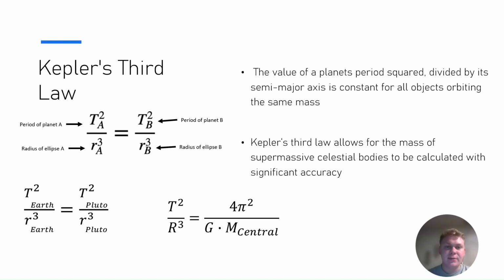Kepler's third law shows that this ratio only relies on one variable, which is the mass of the central body being orbited. This means that if an object can be observed orbiting some central mass, and the period and semi-major axis of the orbiting object can be measured, then the mass of that central body can be calculated. This allows us to calculate the mass of bodies like the Sun and other massive celestial bodies.